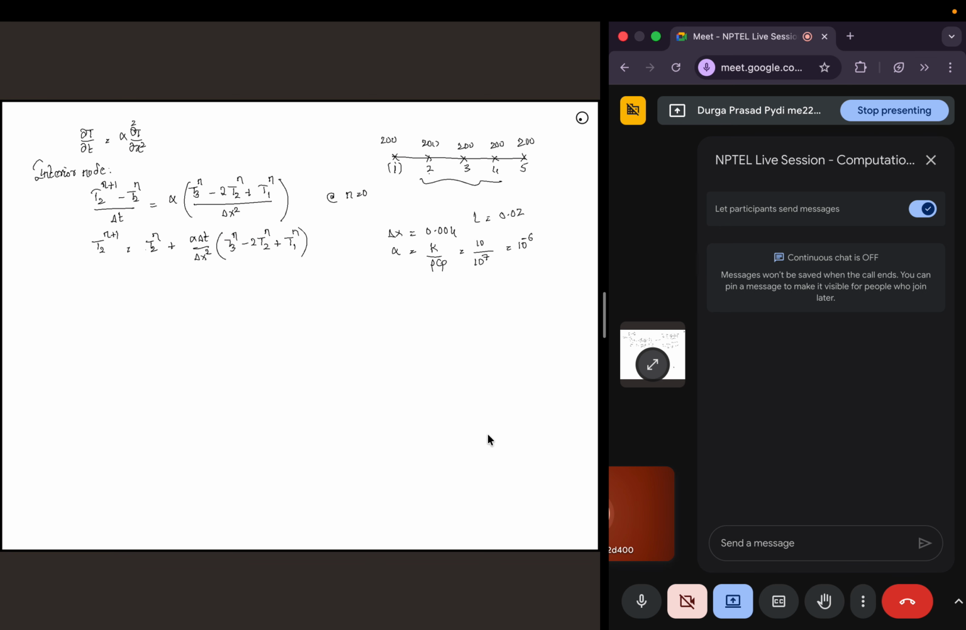we are using a forward time central space scheme. In this scheme, as we have seen, we need to have the modulus of 1 minus 2 delta t by delta x square be less than or equal to 1. Let's take strictly less than 1, or we can also take less than or equal to 1.